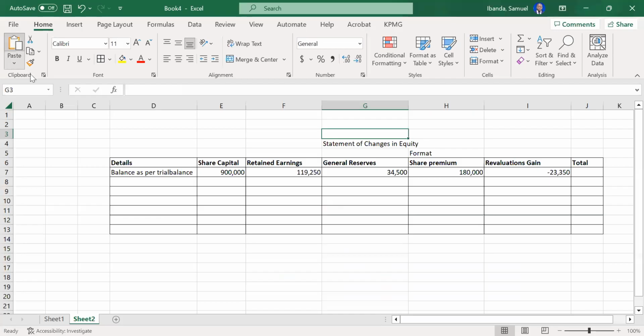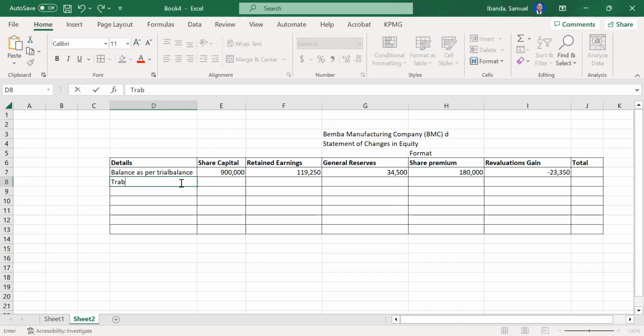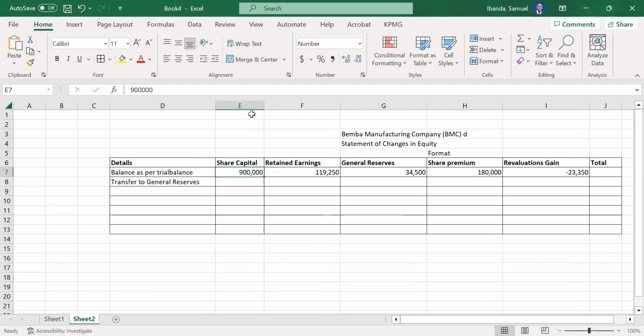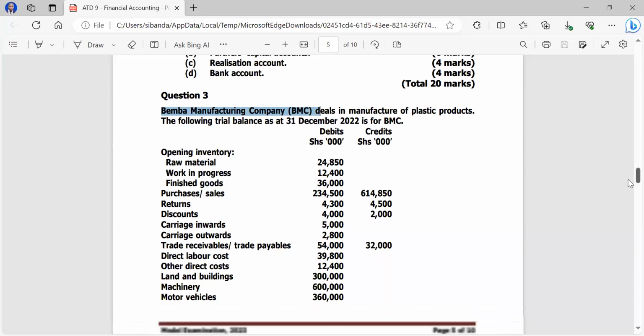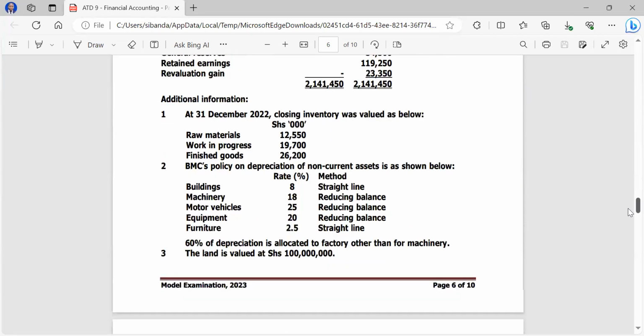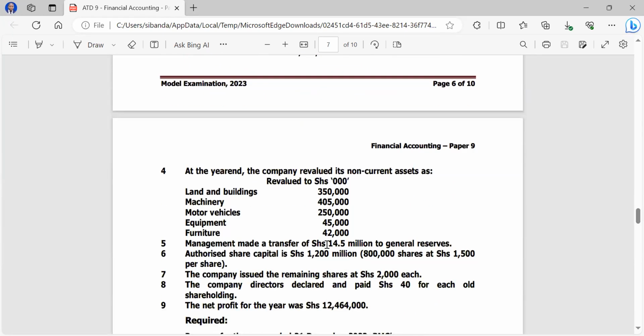So that makes sense. So that's the statement of changes in equity. What management is saying is that you have a transfer to general reserves. A transfer to general reserves means that you're going to remove this money from the profits. Like I said, usually general reserves are picked from profits.